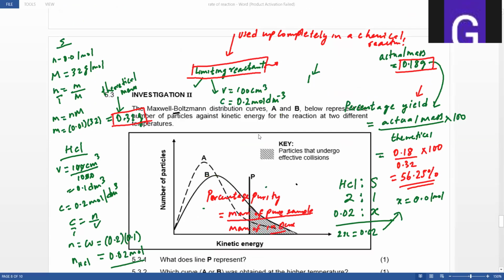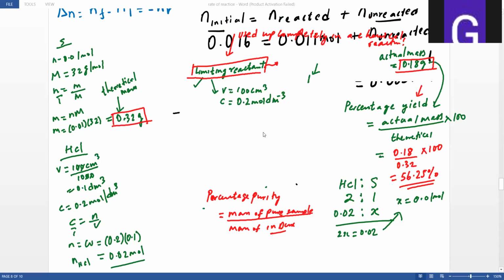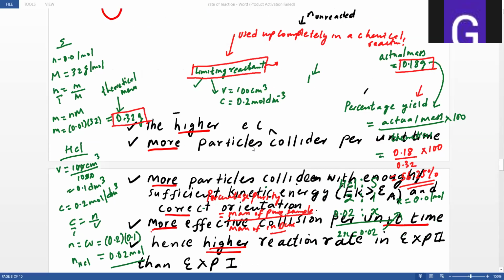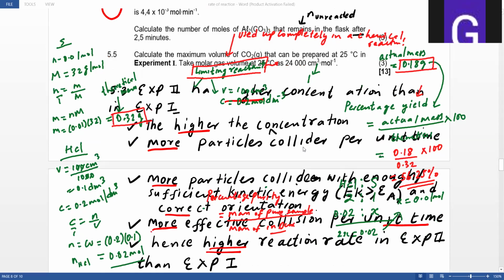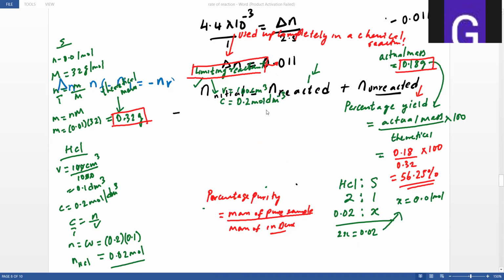Remember, practice makes perfect. So you need to be able to use collision theory in explaining the factors that affect the rate of reaction. And either you talk about temperature or pressure, even pressure in some instances, even surface area. Surface area, as I said, you look where a substance has been converted from solid to liquid. So practice makes perfect, ladies and gentlemen.